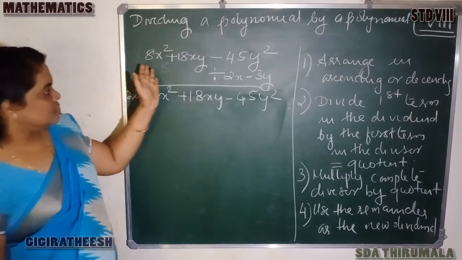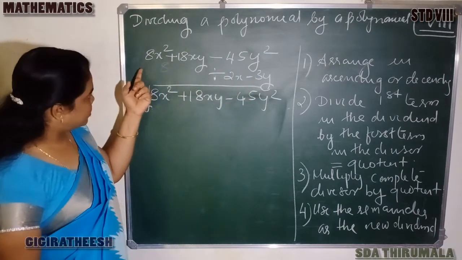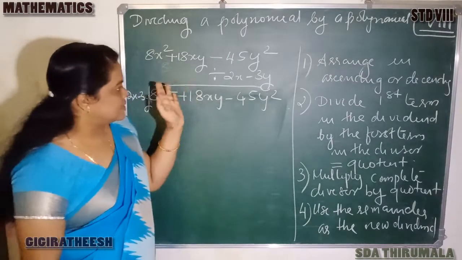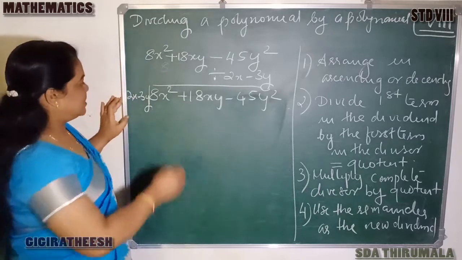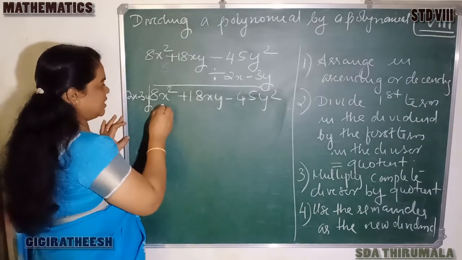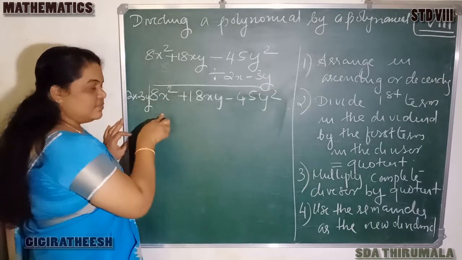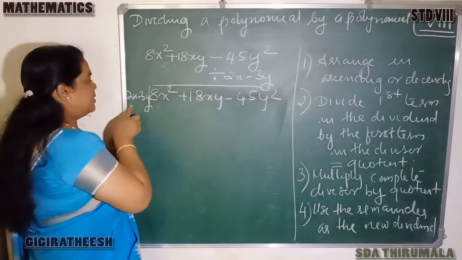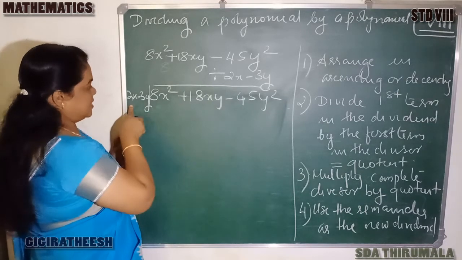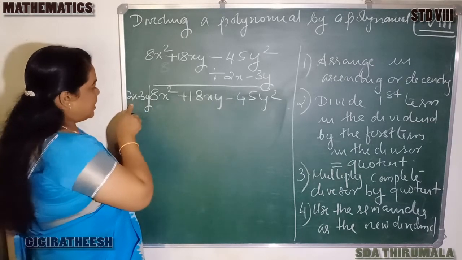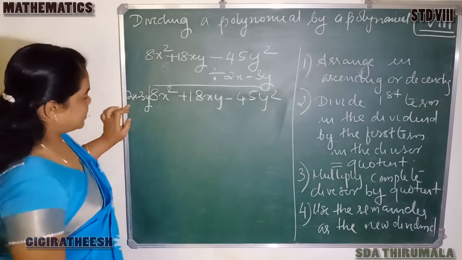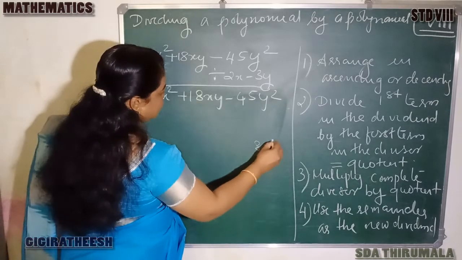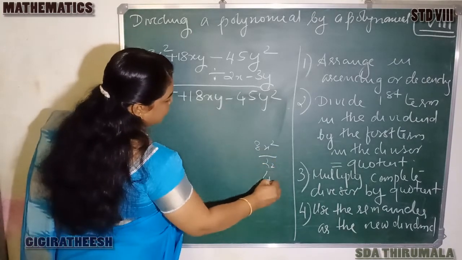First, you should arrange this polynomial in ascending or descending order. After that, take the first term, that is 8x square. Divide this first term by the first term of the divisor, that is 8x square divided by 2x. What is it? 8x square divided by 2x is equal to 4x.